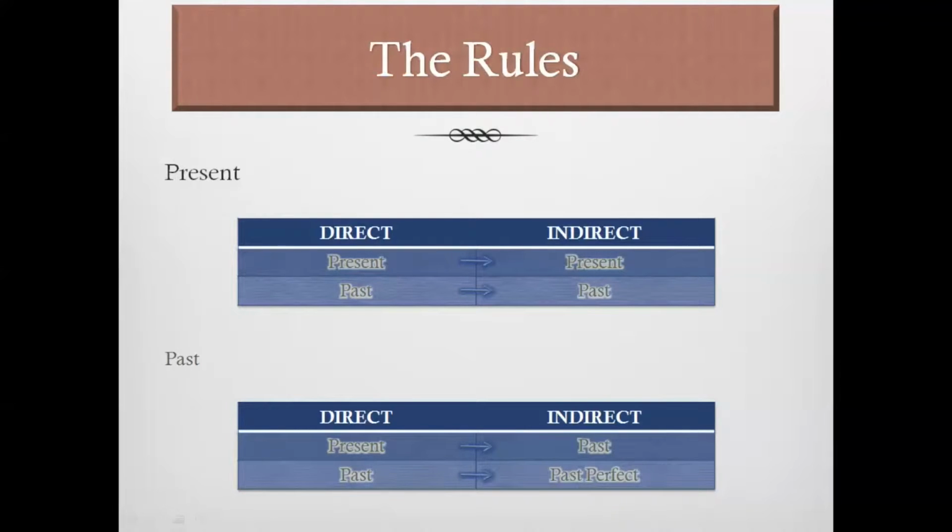These are the rules. If the direct speech is in present, then the indirect will stay in present. If the direct speech is in the past, then the indirect speech stays in the past. On the other hand, when we're talking about the past, if the direct speech is present, then the indirect speech will have to be changed into the past. If the direct speech is in the past, then the indirect speech should be changed into past perfect.